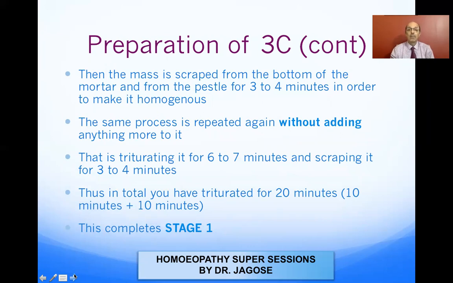With the help of the spatula, you scrape the mortar and remove all the particles which are stuck on the sides of the mortar, as also on the surface of the pestle, for 3 to 4 minutes and make it homogeneous. The same process is repeated again without adding anything more to it. That is triturating for 6 to 7 minutes and scraping for 3 to 4 minutes. Thus in total, you have triturated for 20 minutes, 10 plus 10 minutes. So stage 1 is complete.